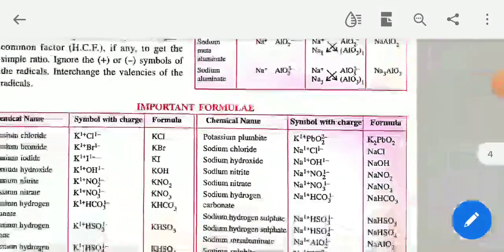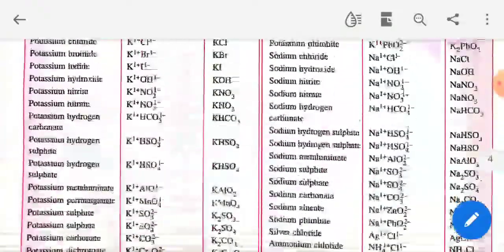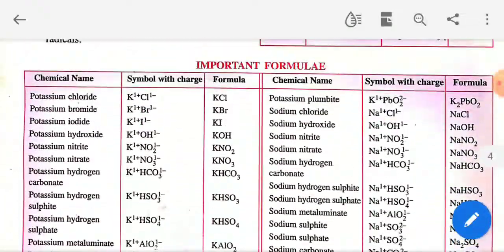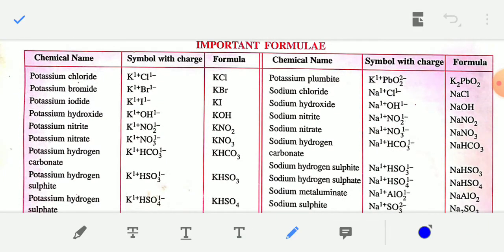Important formulas. This table is also important. The chemical formulas of many compounds are given. For example, the formula of potassium chloride is KCl. The formula of potassium plumbite is K2PbO2. Okay, K2PbO2. The formula of sodium hydrogen sulfite is NaHSO3.